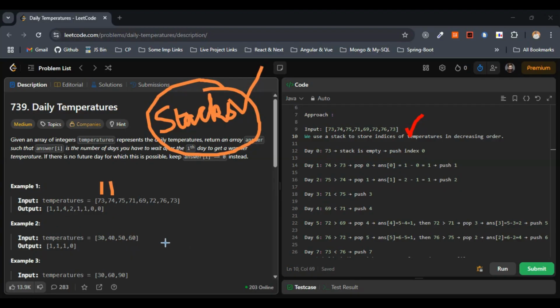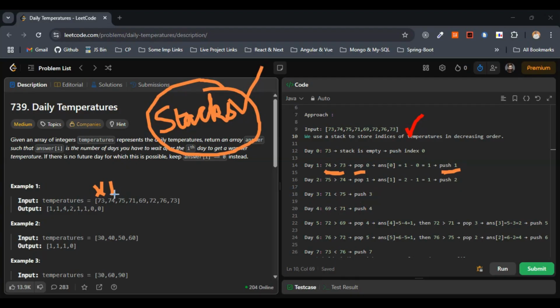We will check whether 74 is greater than 73. Yes, 74 is greater than 73. So we will pop this one, 73. Here in this case, we will push 1. The value will not hold, we'll push 1 because 74 is greater than 73, right?